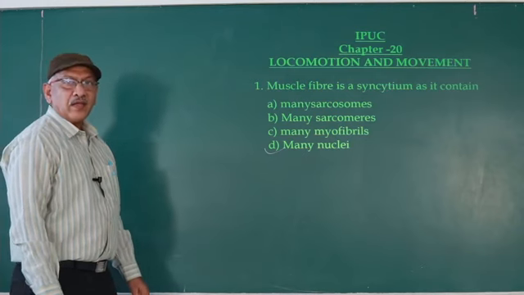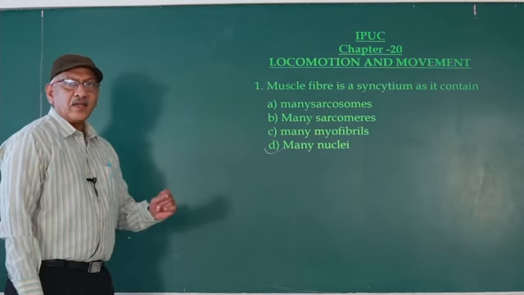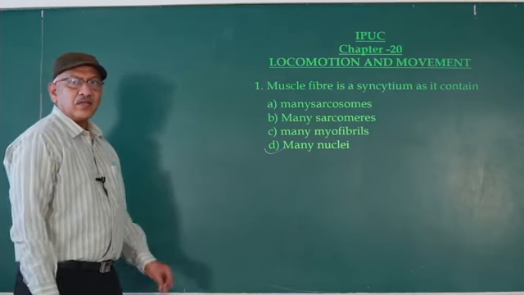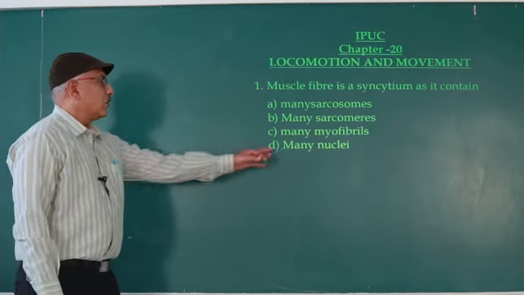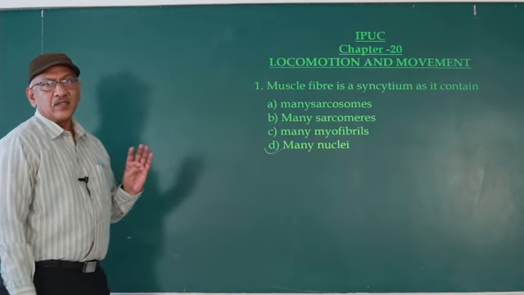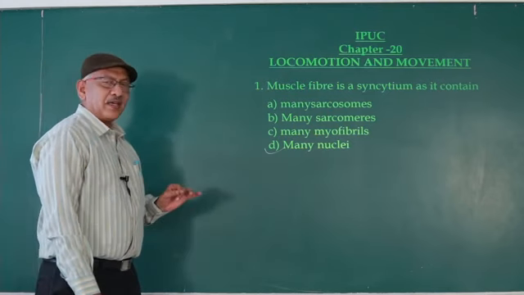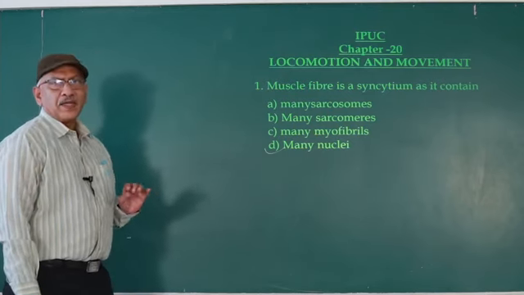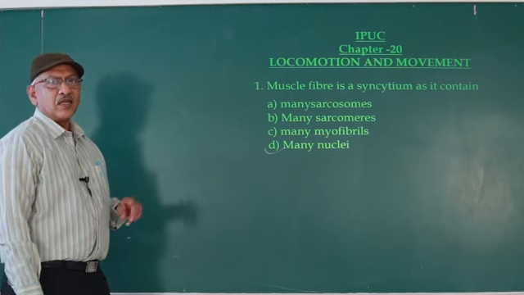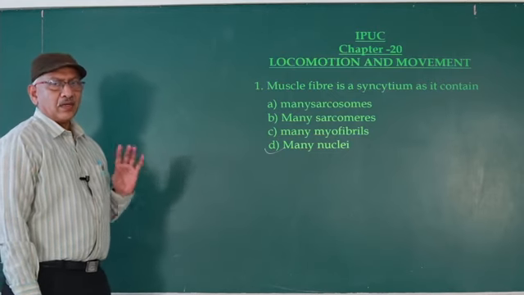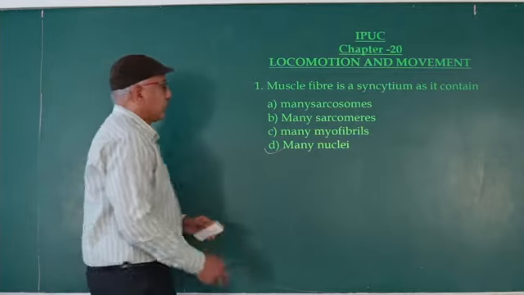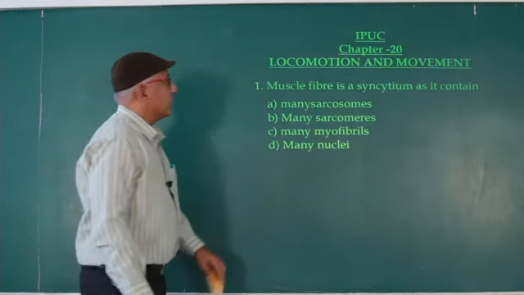In case of plant, if any plant cell contains several nuclei, it is known as cenocytic. So many nuclei in striated muscle cell, mononucleate or uninucleate in case of smooth muscle cell. In case of cardiac muscle cell, one or two nuclei are present. So answer is many nuclei.